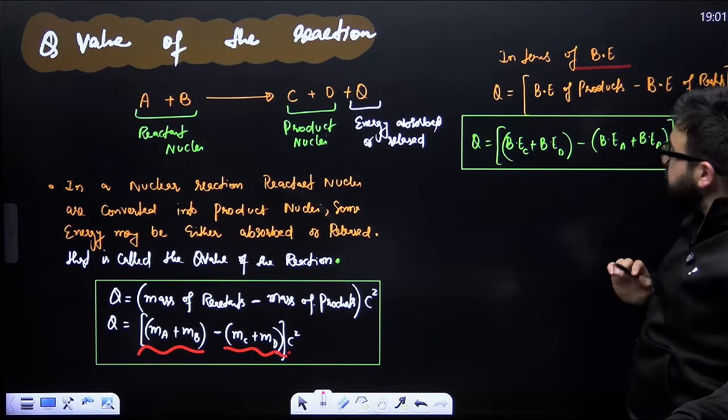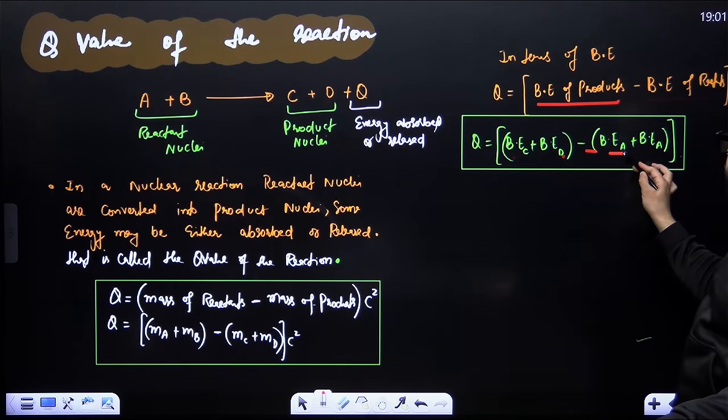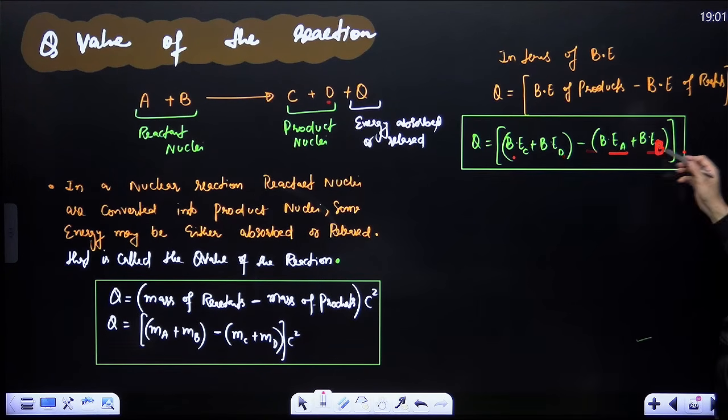In terms of binding energy, we write it like this: binding energy of products minus binding energy of reactants. So binding energy of C plus binding energy of D, minus binding energy of A plus binding energy of B. So this will be the Q value of the reaction.